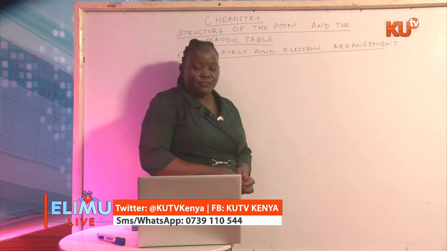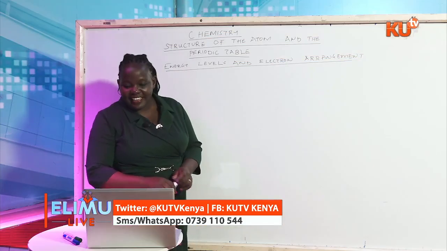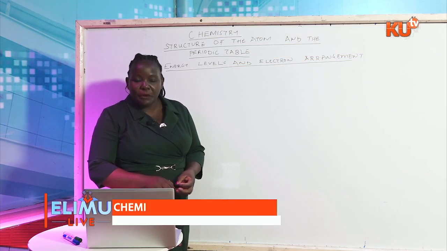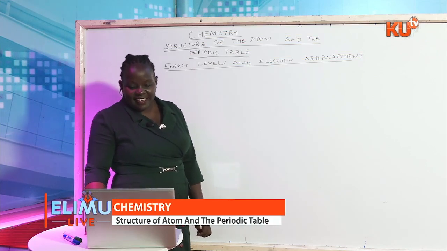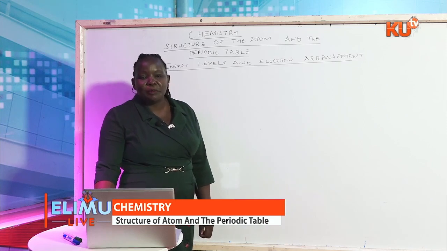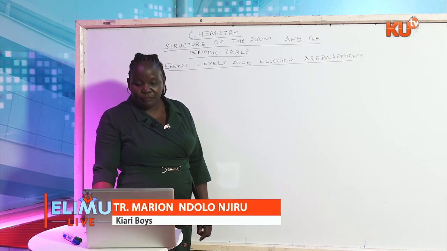So the objective or the aim of this lesson is that by the end of the lesson, as a learner, you should be able to arrange electrons in the energy levels. Number 2, you should be able to represent the electrons in a diagram.